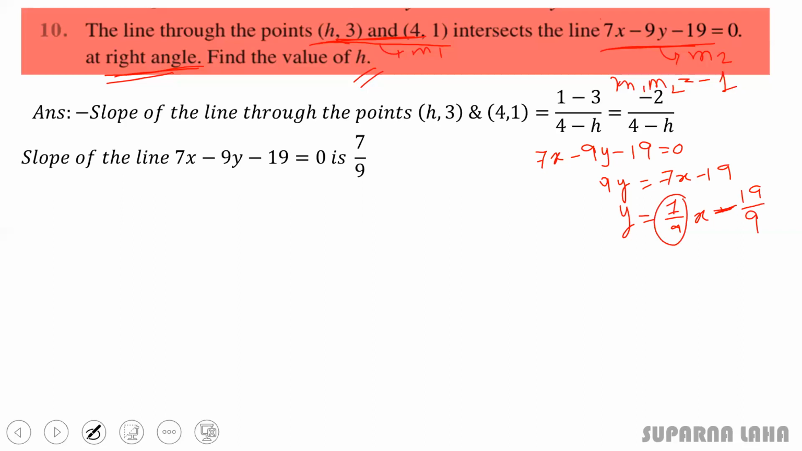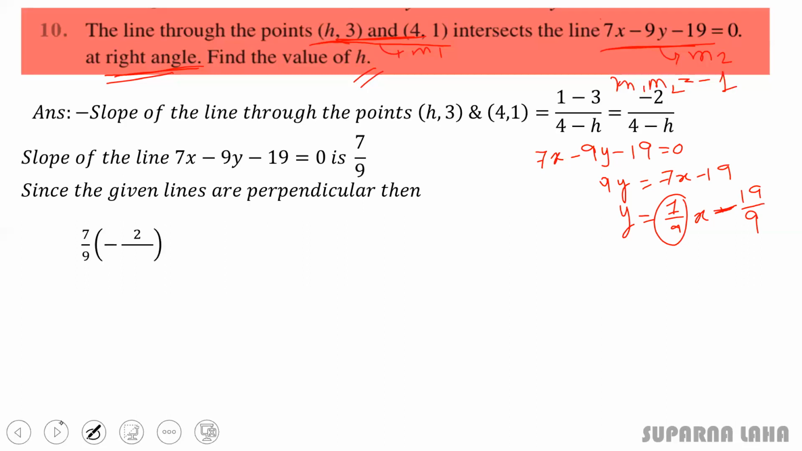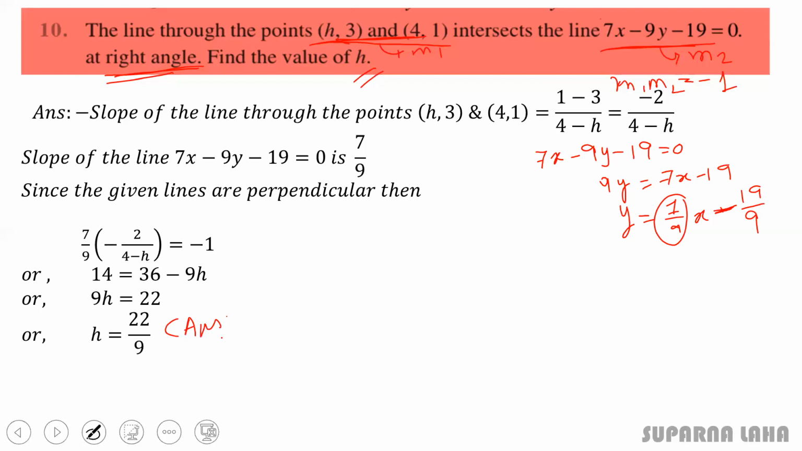Now multiply them. The multiplication should be minus 1 since they are intersecting each other at 90 degrees. That is, they are perpendicular since the multiplication of their slopes is minus 1. Now simplify it. You will find the value of h is 22 by 9. So this is the value of h. Clear? So write down the answer. The required value of h is 22 by 9.